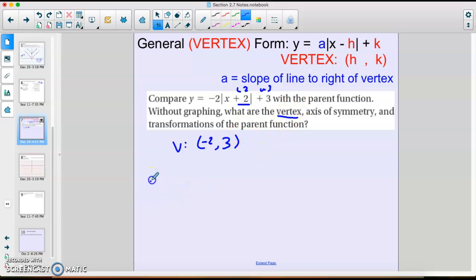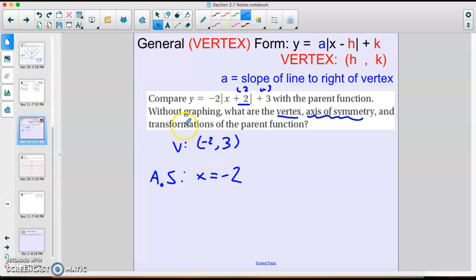Our axis of symmetry, that one. Our axis of symmetry would be at, no, it's a vertical line, right? And so it's going to go through our x-axis, and it's going to be at whatever the x-coordinate of your vertex is, so x = -2 in our case.